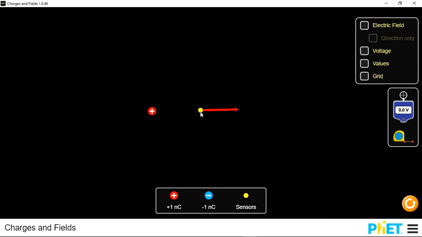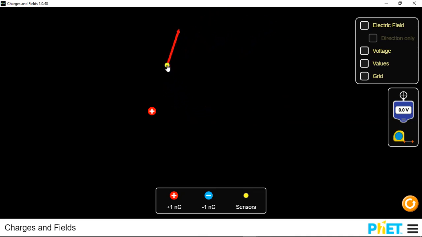And because this is a positive test charge, the force is away from this positive charge, because we know by now that like charges repel each other. If it gets further away, you can see that the force gets very quickly much smaller. If it gets closer, the force gets very quickly much bigger. So because it's a Coulomb force, that force depends very much on distance.